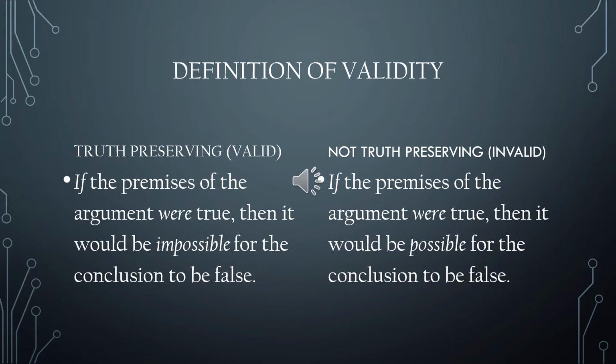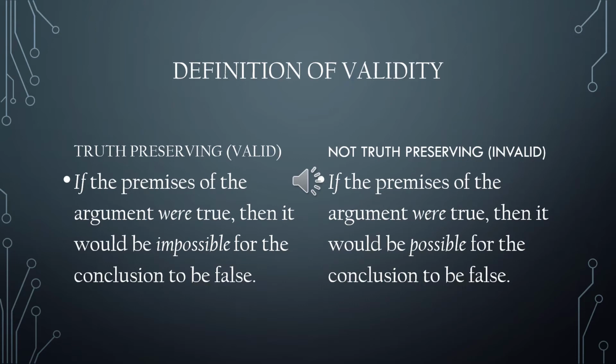In contrast, an invalid argument is not truth-preserving, which means if the premises of the argument were true, then it would be possible in some cases for the conclusion to be false. So in an invalid or not truth-preserving argument, the argument form is such that it doesn't guarantee a true conclusion, even if the premises were true.